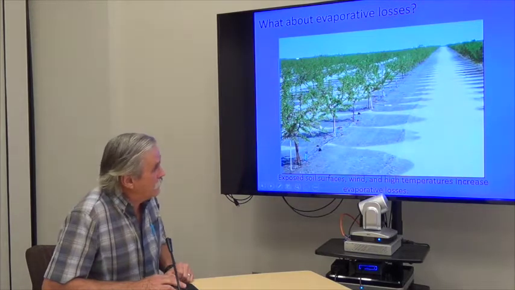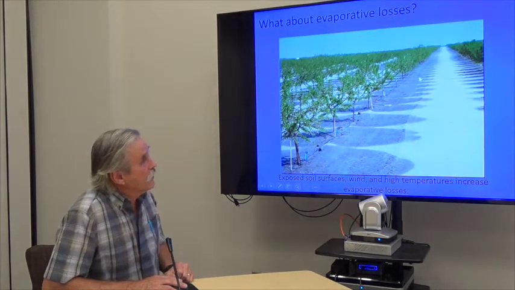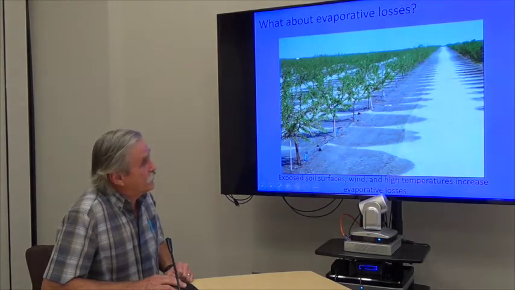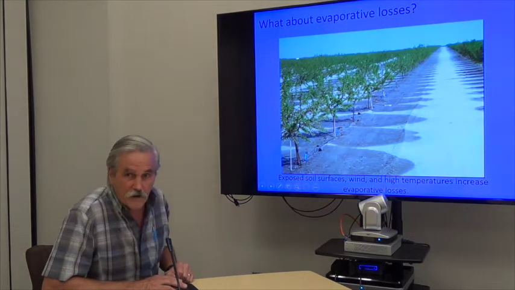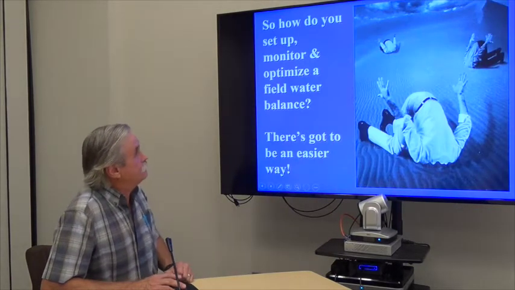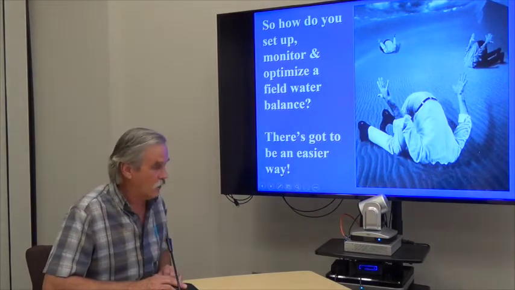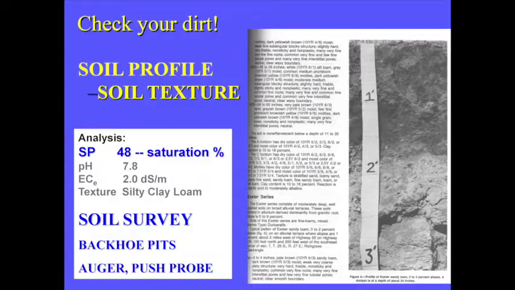Now, what about young almonds under micro sprinklers? Here you've got a pretty good uniformity of growth, but you're going to blow off about 50% of the water to evaporation with this guy. So how do I keep track of this on a seasonal basis?